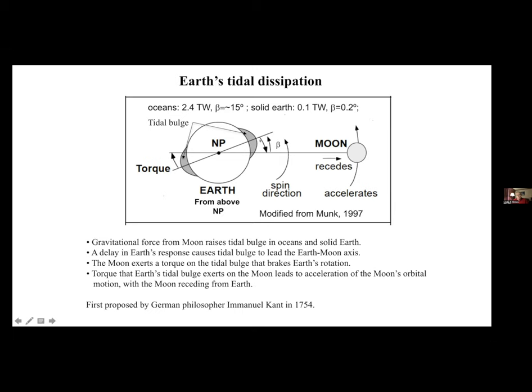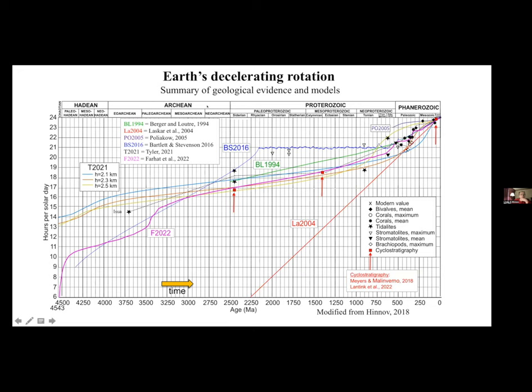And because the Earth is rotating very fast, it moves the bulge forward. And this then is pulled by the moon, causing a constant braking motion to occur. At the same time, the torque that the Earth's tidal bulge exerts on the moon leads to acceleration of the moon's orbital motion, and the moon recedes from the Earth. So this was first proposed back in the 1700s by Immanuel Kant, and has been a subject of investigation ever since then by oceanographers and geophysicists. And this is a summary of the Earth's decelerating rotation, which is predicted by this.